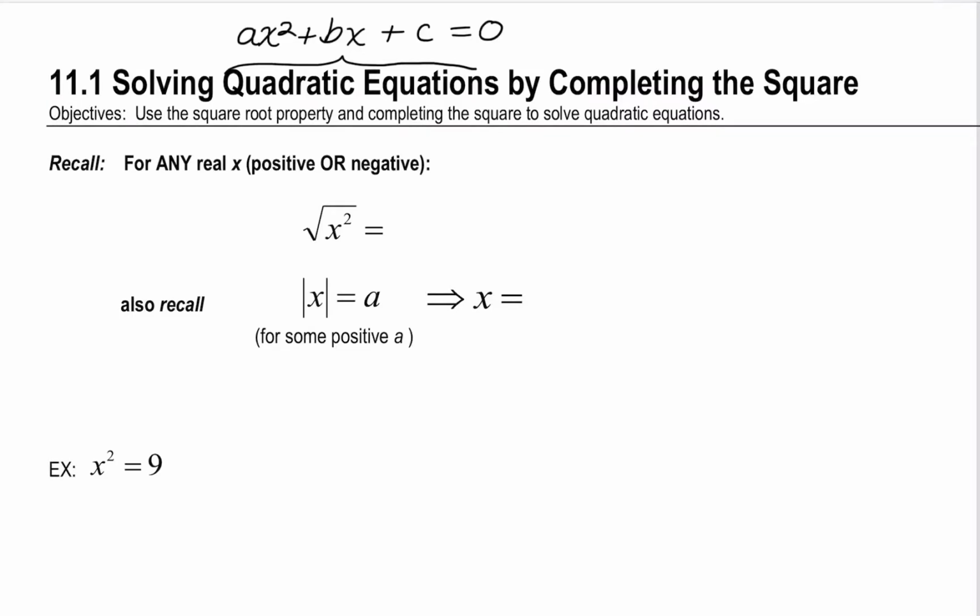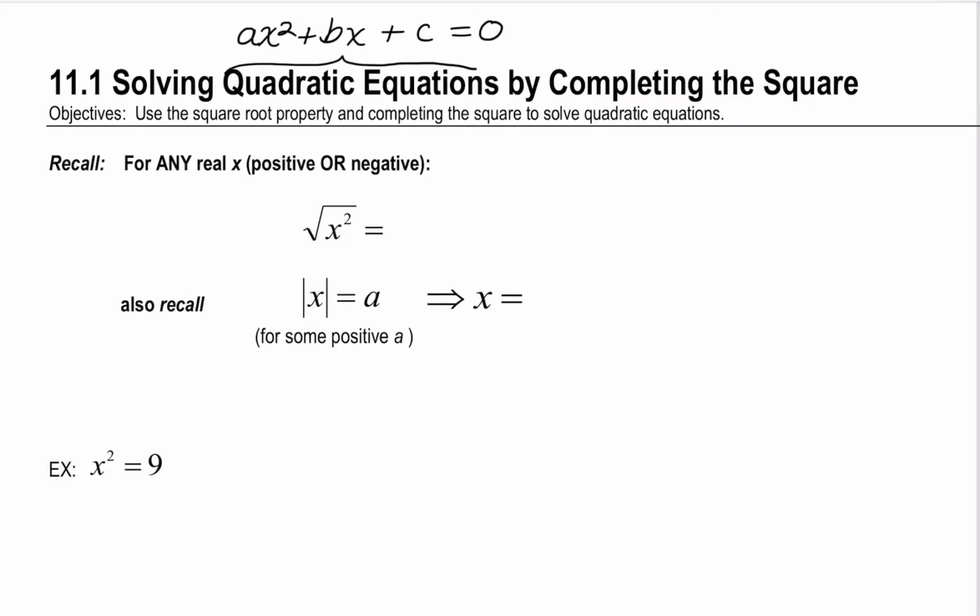Now, we've already learned one technique, which is to try to factor. That's always a good technique, but not everything factors. So this chapter, the first couple of sections, we're going to develop a couple of different techniques to solve these degree 2 equations when potentially it doesn't factor. The first thing we're going to talk about in this video is the first objective, using the square root property to solve quadratic equations.